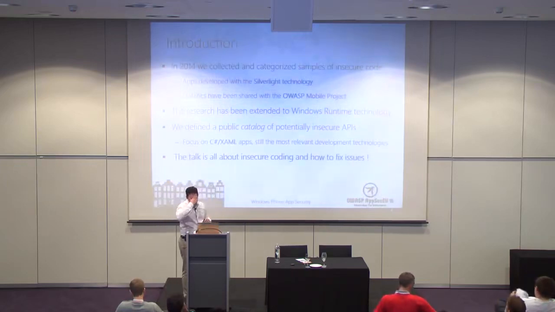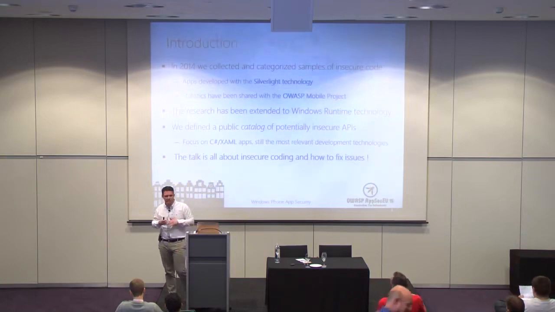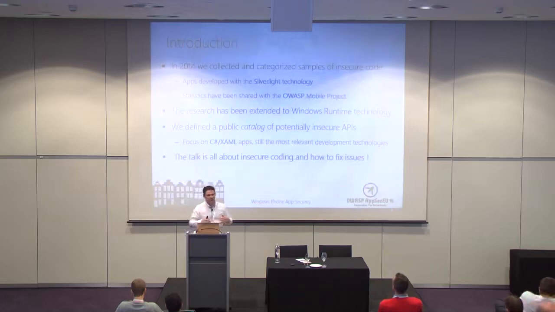Well, back in 2014, I started investigating and collecting a series of security issues related to the application that target the Windows Phone platform. We then try to categorize these examples of insecure code, and also we map the issues against the Mobile Top 10 for 2014, and statistics concerning our results as we share with the OWASP mobile project, for definition of the top 10 for the 2015.